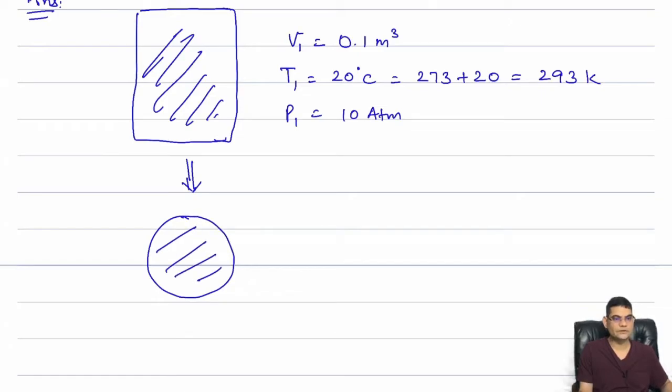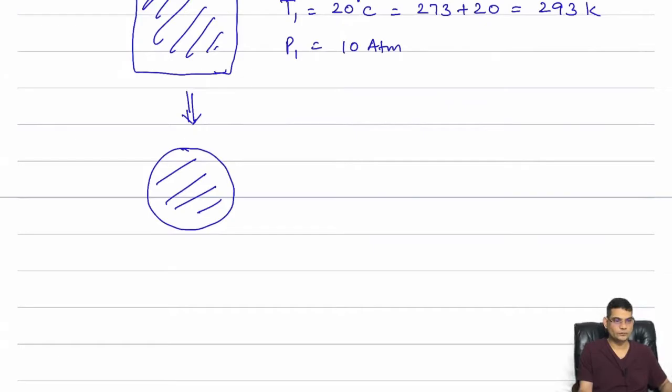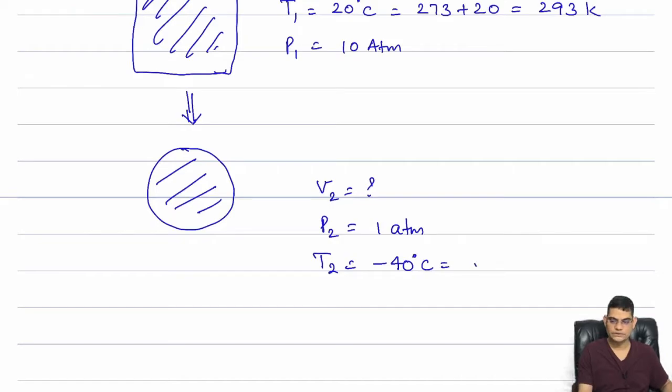Now in the first part we have to calculate the volume of the balloon V2, which is at a pressure P2 is equal to 1 atmosphere and a temperature T2 is equal to minus 40 degrees centigrade, which is equal to 273 minus 40, which is equal to 233 Kelvin.